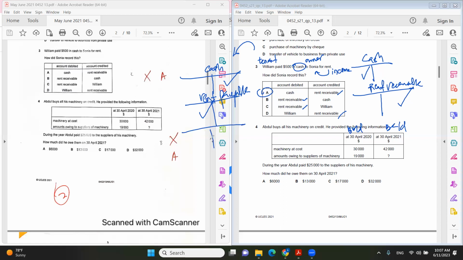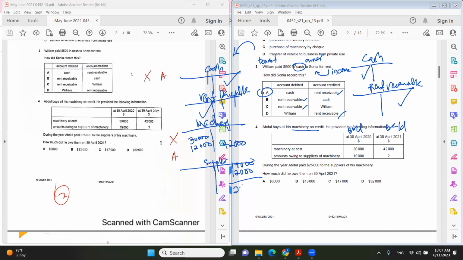Okay, we look at the machinery account first. Machinery account at the beginning of the year 30,000, end of the year 42,000. He bought the machine on credit, which means there is a new purchase of 12,000. From the supplier's point of view, the supplier is an other payable for this one, so we get 12,000 sitting in here. But because here is the opening, the 19,000 sitting here is a liability. This is the supplier, so debit and credit.